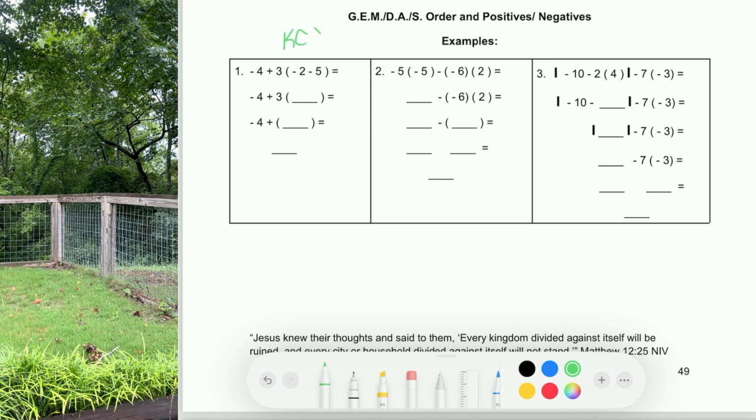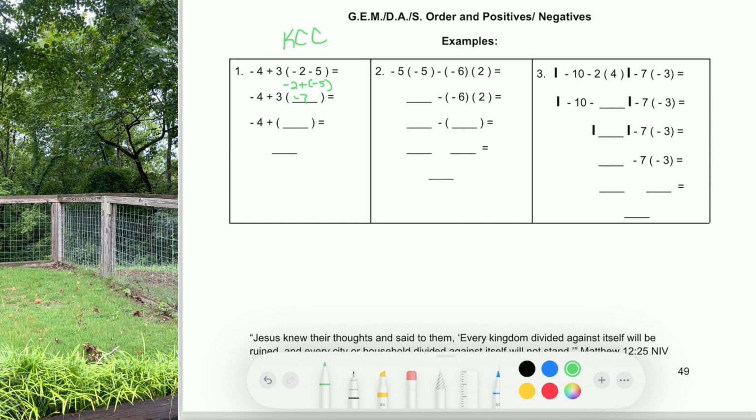And remember our KCC when we have subtraction. So this would become negative 2, let me write that above it, negative 2 plus negative 5. If we do our keep, change, that becomes negative 7, because if they have the same sign, we add them and keep the sign for addition.